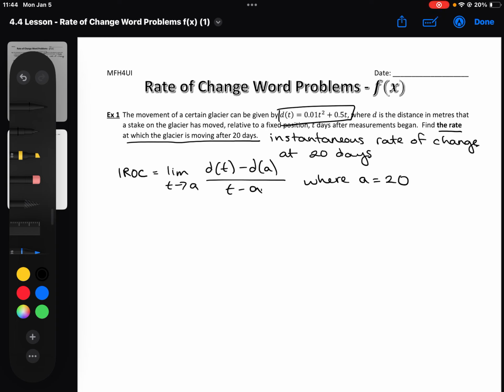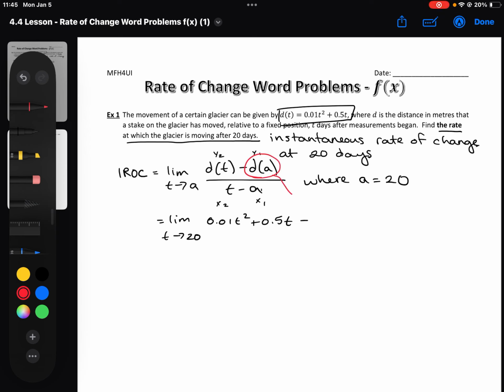And so what we're going to do next, this is our limit formula from our tangent note. And here we're really just doing y2 minus y1 over x2 minus x1, except our notation is fancier because we're working with functions instead of lines. So on our next line, let's sub in what we know. We know that a is 20. Our distance function is 0.01 t squared plus 0.5 t. Our next point is we're taking away our function evaluated at a, so at 20.